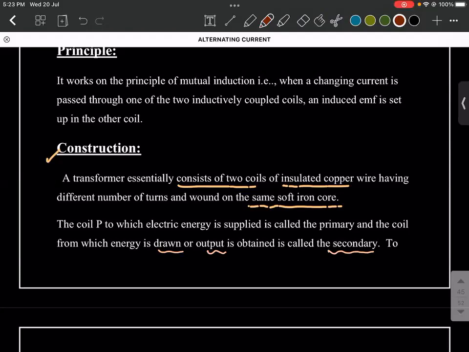The work of a transformer is to convert voltage from one value to another. It can either be lower or higher. Does it have anything to do with storing magnetism in it? Obviously no, right? So since it does not need to hold any magnetism within itself, we ensure that the core that we are using has lesser retentivity. That is the case.